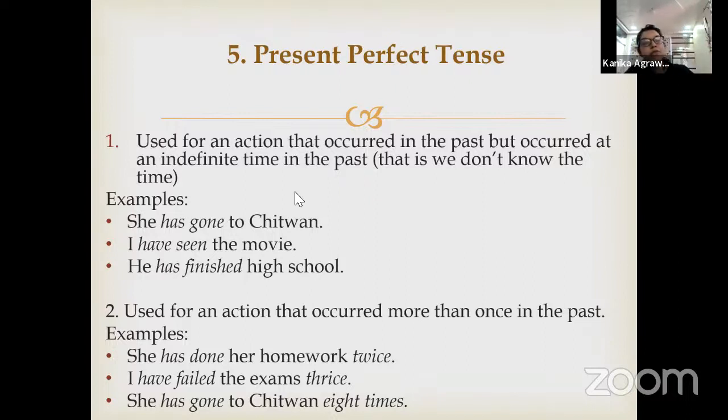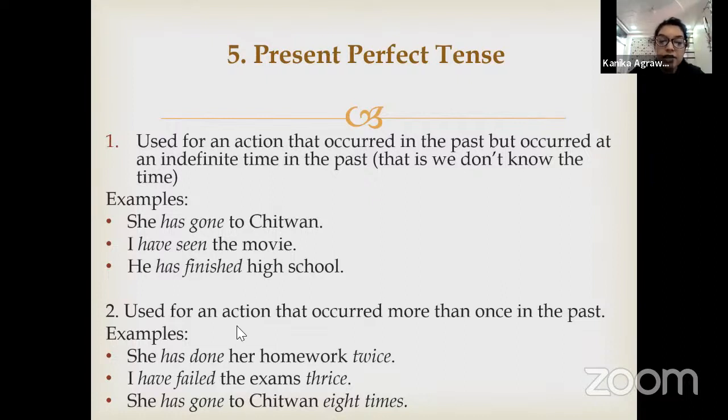Someone will ask you, have you seen the movie Kabaddi? And you will say, yes, I've seen the movie, but you don't remember when you saw it. Like you have done that action, but you don't know when that action occurred. Suppose someone asks you, where did she go? You will answer, she has gone to Chitwan, but you don't know when she went. You just know that she has gone. When, why, you don't know anything. So in that case, it is known as present perfect tense, which means that you know the action has already occurred, but you don't know the time when it occurred. Okay.